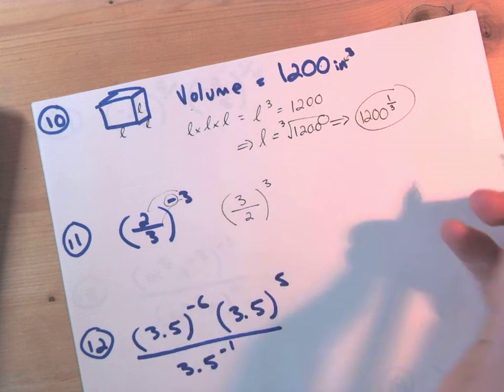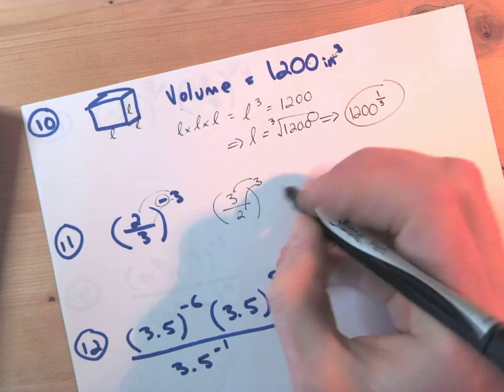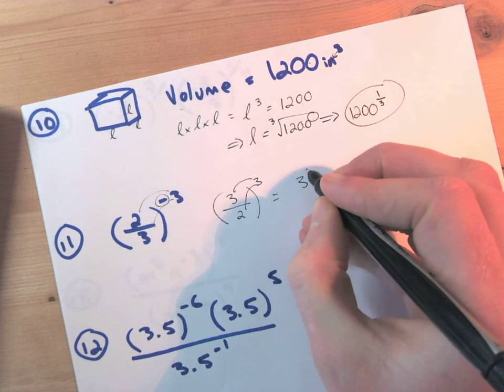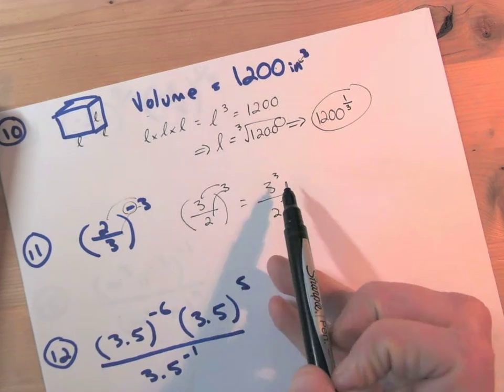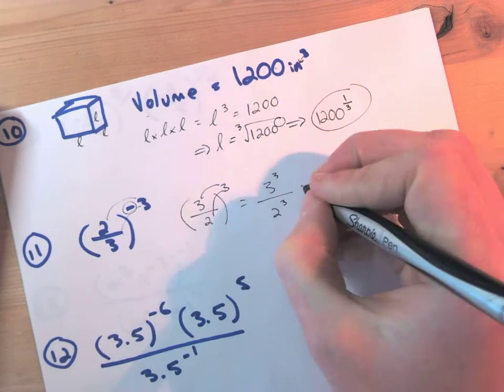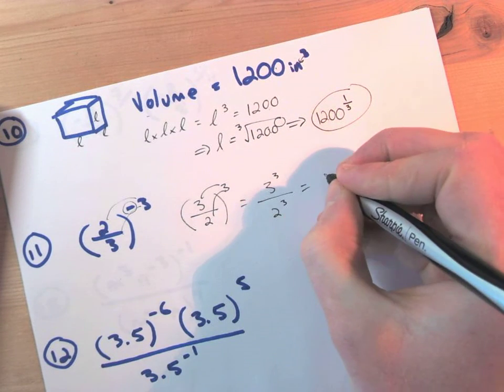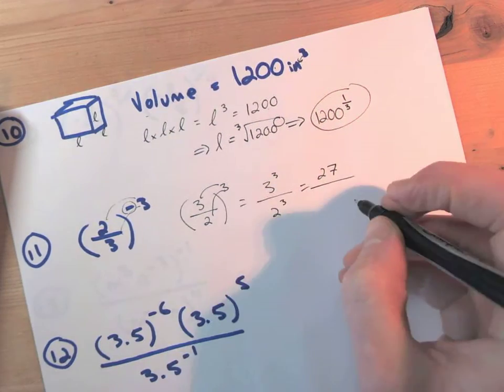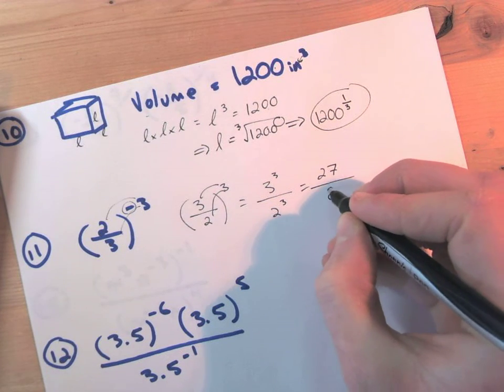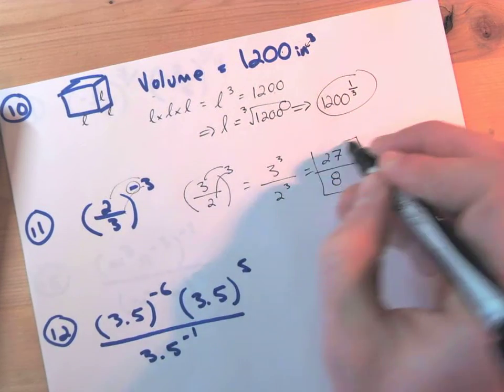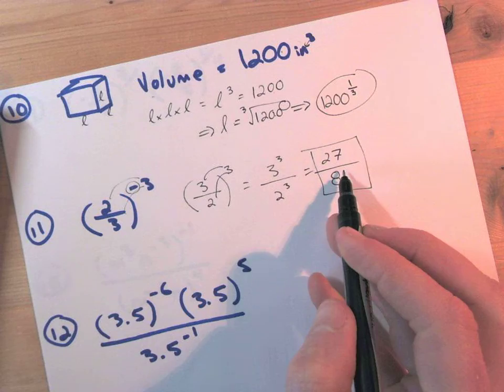Okay, so now we can distribute in. Again, it doesn't matter what order you do it as long as you're doing the correct procedure. So 3 to the power 3 over 2 to the power 3. 3 times 3 is 9, times 3 is 27. 2 times 2 is 4, times 2 is 8. 27 over 8, we've evaluated this, or we've simplified it.